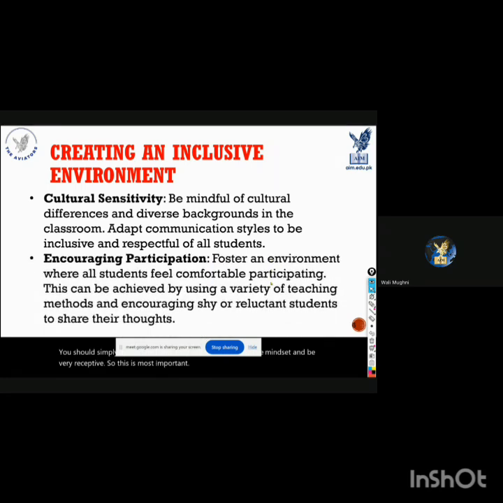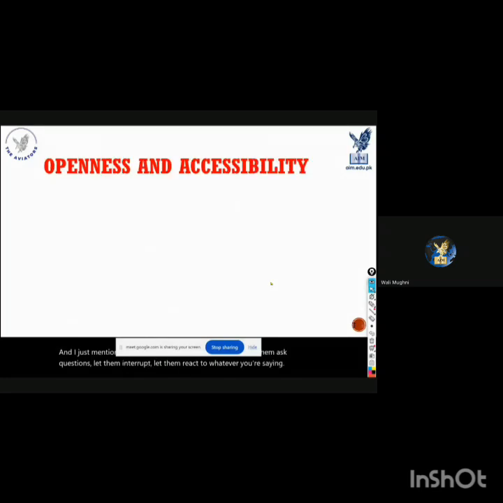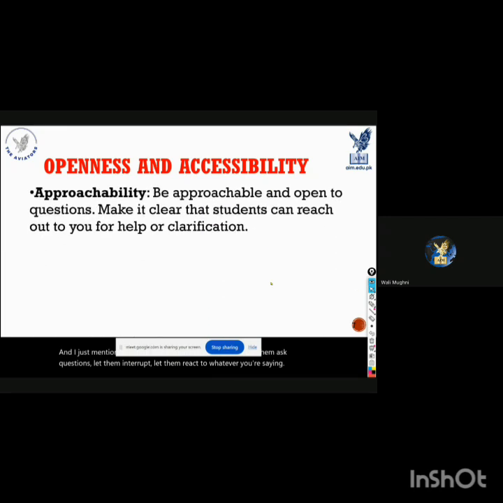And I just mentioned before that you should encourage participation. Let them ask questions. Let them interrupt. Let them react to whatever you're saying. Openness and accessibility. You should be open to interaction. You should be accessible. When I say accessible, that means they should feel that whatever I want to ask, I can. They should have complete access to gain knowledge from us.